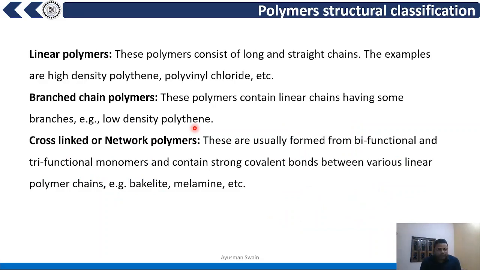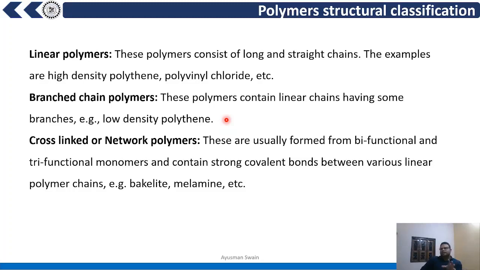Now see another classification: linear polymer, branch chain polymer, and cross-linked or network polymer. Linear polymers are straight chain, so there is no branching. But in branch chain polymers, there is certain branching at different sides. In linear polymers, the examples are high density polyethylene and PVC. In branched chain polymer, the example is low density polyethylene. In low density polyethylene, in the chain itself, there is certain branching at different sides.